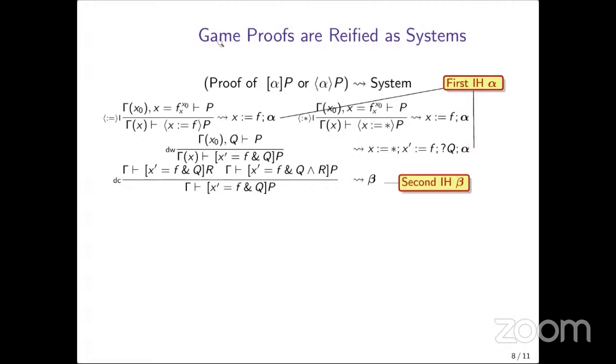The reification rules for DW and DC look much like the refinement rules. If your proof uses DW, you would extract a guarded assignment. You allow Demon to set X to whatever he likes, so long as the invariance, domain constraint, and differential equation are satisfied. Differential cut simply says we prove an invariant R, and then add that to the domain constraint, usually before calling DW.